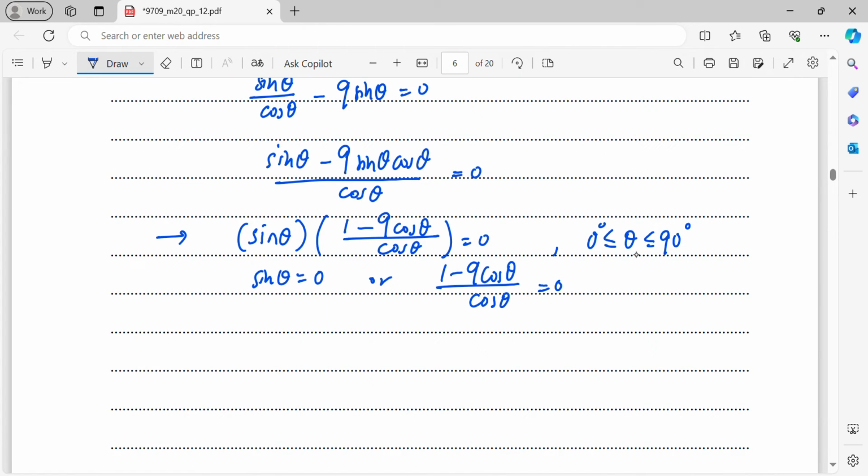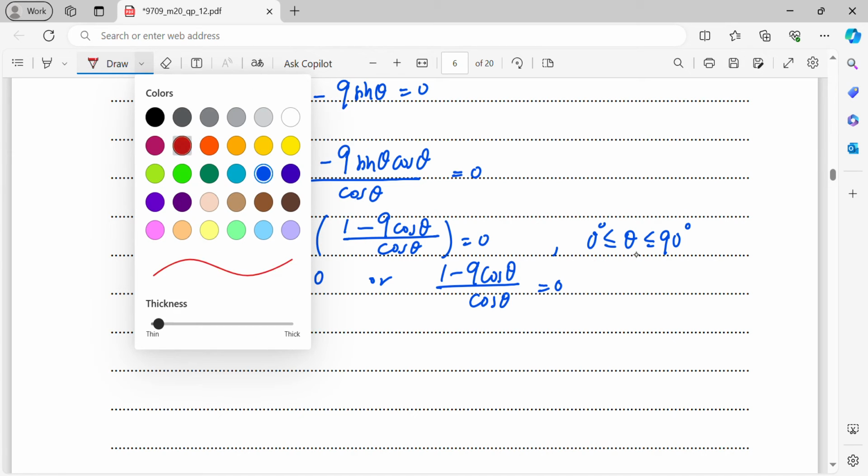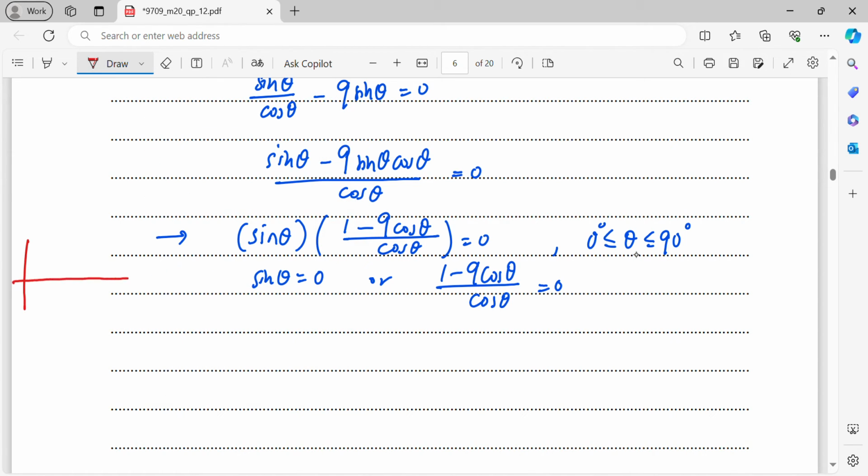So, when sine theta equals to 0, refer to the sine graph. This is my sine graph. This is the graph from 0 to 360 degrees. Here is 0. Maximum is 1, minimum is minus 1. And this is my x. Right, let's say this is y equals to sine x.